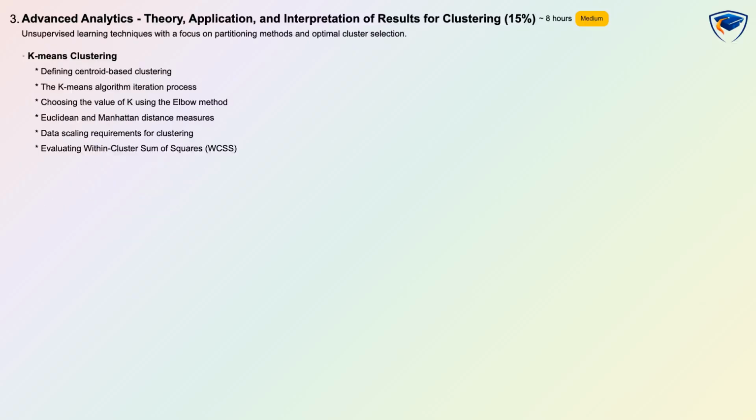Domain 3, Advanced Analytics, Theory, Application, and Interpretation of Results for Clustering is all about unsupervised learning techniques, with a focus on partitioning methods and optimal cluster selection. You'll learn about k-means clustering, defining centroid-based clustering, the k-means algorithm iteration process, choosing the value of k using the elbow method, Euclidean and Manhattan distance measures, data scaling requirements for clustering, and evaluating within cluster sum of squares.